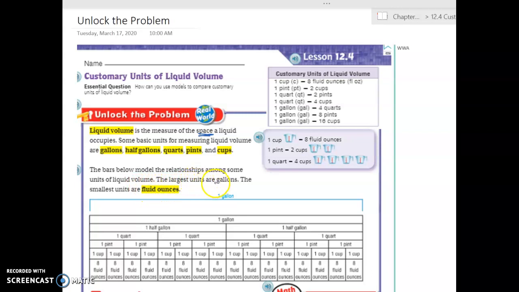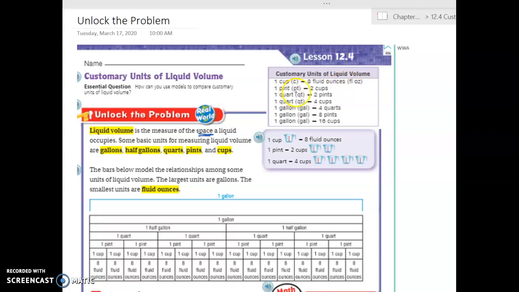The largest units are gallons. Now, the most popular gallon that we use is a milk container, a gallon of milk. The smallest units are fluid ounces. Now, fluid is the flow. Now, up here we have 1 cup equals 8 fluid ounces. And the abbreviation for cup is C, and the abbreviation for fluid ounces is FL OZ.